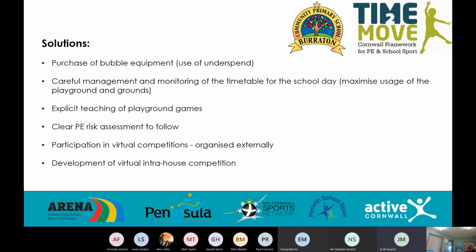So facing that context and those questions, at the moment, we came up with a number of solutions. The first solution, which I've yet to be able to measure the impact of, was to purchase some bubble equipment. So for each class, I used part of the underspend from the summer and from the PE premium from last year to purchase some bubble equipment.